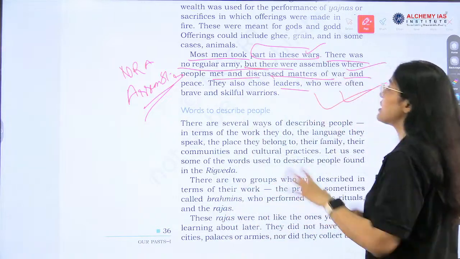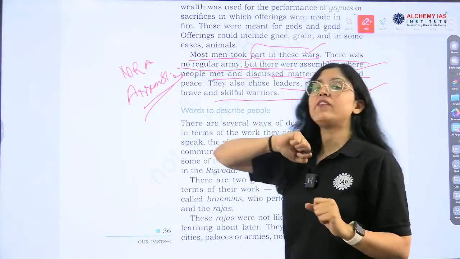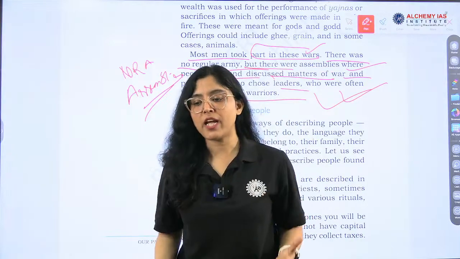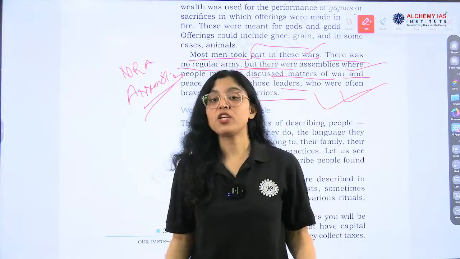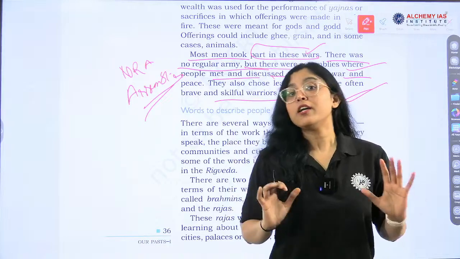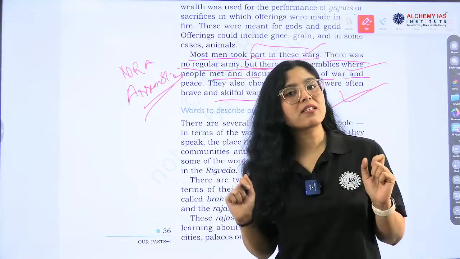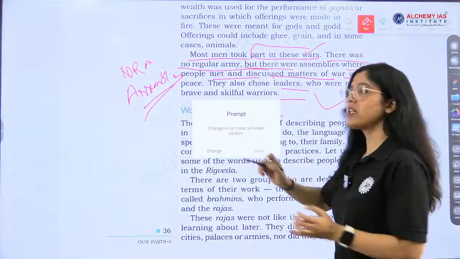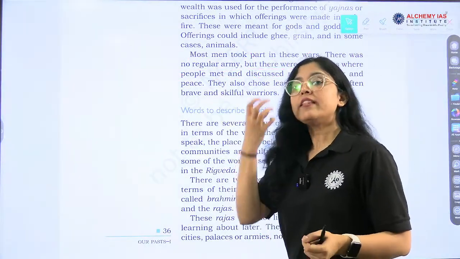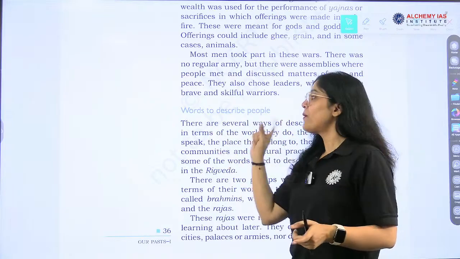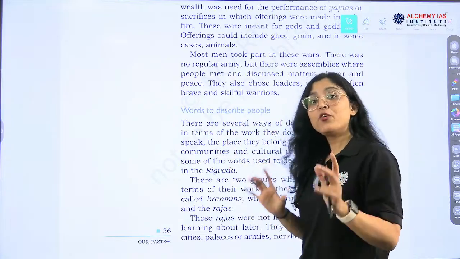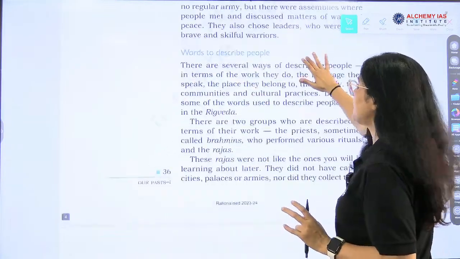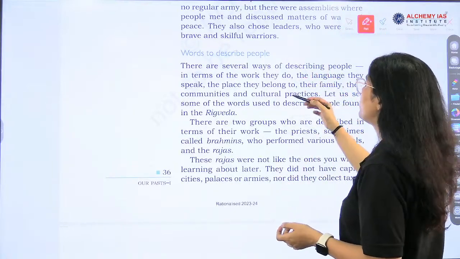They were also choosing the leaders who were often brave and skillful warriors. This was the need of the time. The leaders provided protection and people, they in turn did what? Started paying taxes. It was voluntary in nature, right? Now, what are the terms, what are the words that we used to use to describe people during Rig Vedic times, right? So these are the words. What are the words?